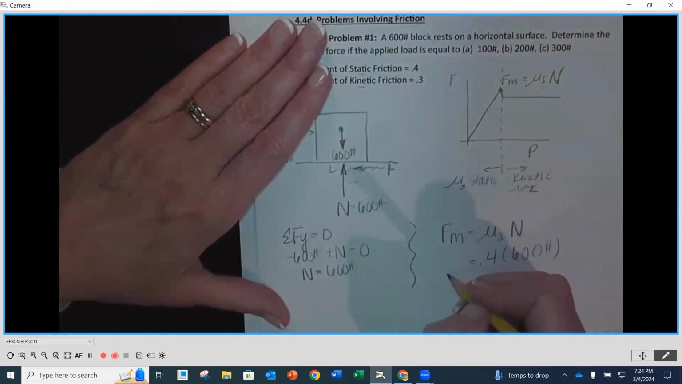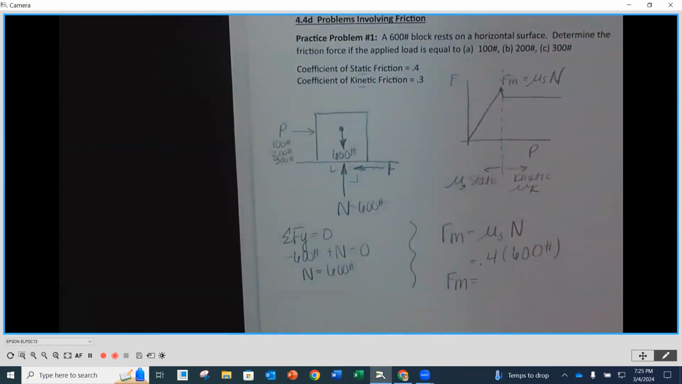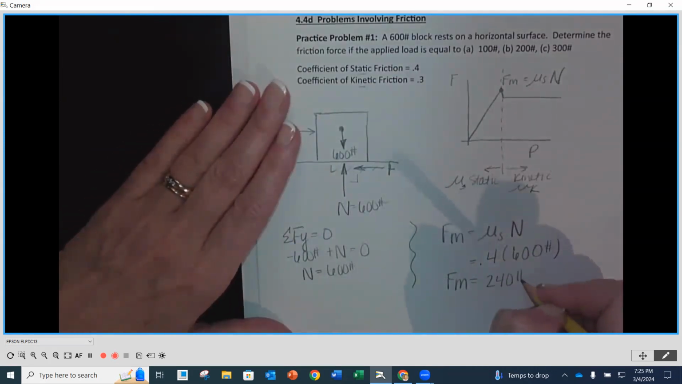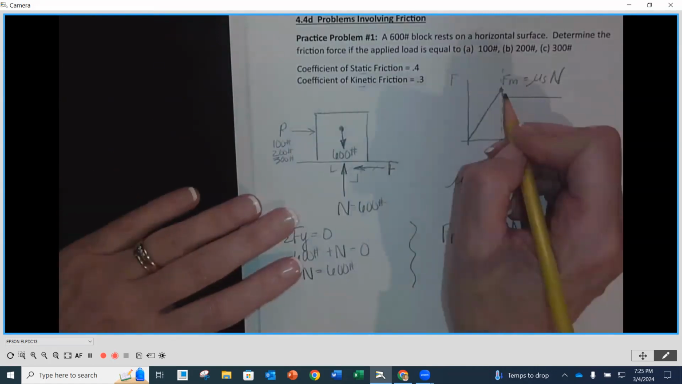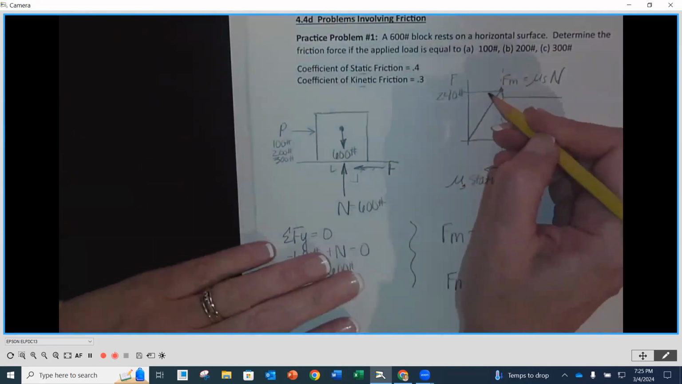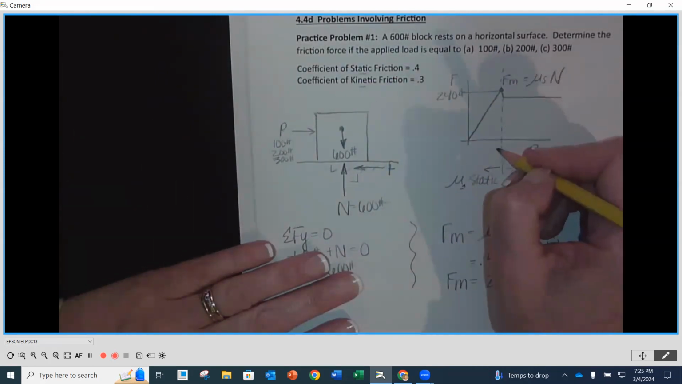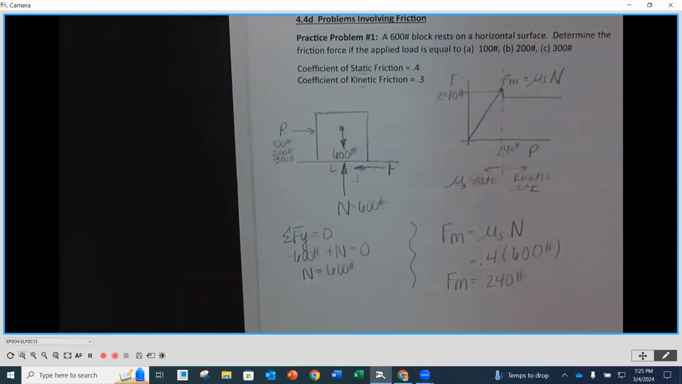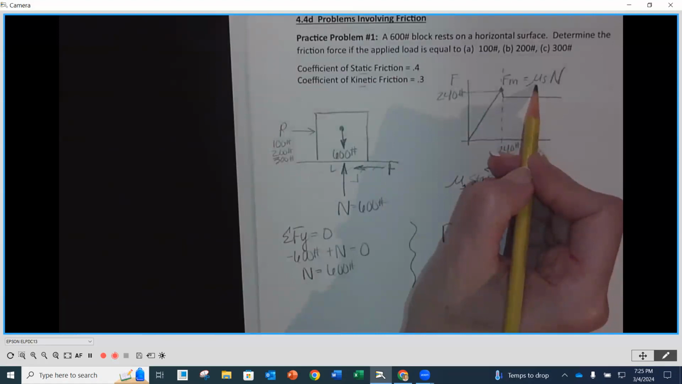So 0.4 times 600, my maximum friction force then. 0.4 times 600. What do you guys get? 240. 240 pounds. Yeah. Okay. So what that means is our value up here is 240 pounds. So once we're at 240 pounds, we're just on the verge of moving. We haven't started moving yet because remember, we used our static coefficient for this one.